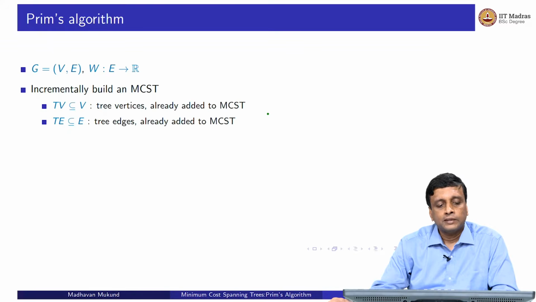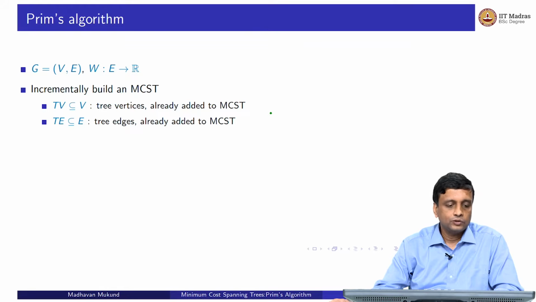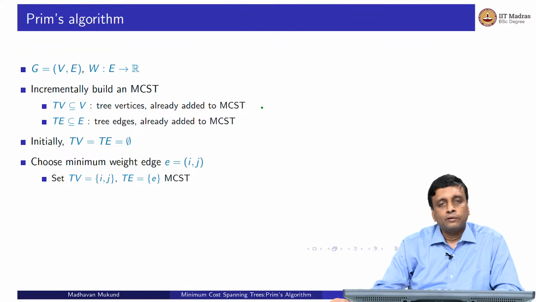Prim's algorithm says incrementally build a spanning tree. So, we have a set of vertices which are already in the tree. We have a set of edges which are already in the tree. So, the set TE forms a tree over the set TV, both of which are parts of the existing graph. Initially I have nothing. One strategy that we saw now is to start with the minimum cost edge. So, we start with the smallest cost edge i comma j and make that our initial set of tree vertices i comma j, and our initial edge is this E.